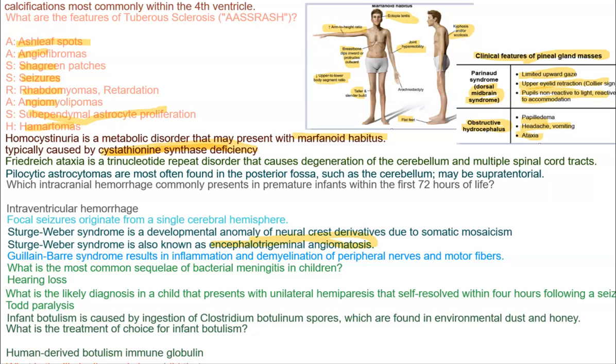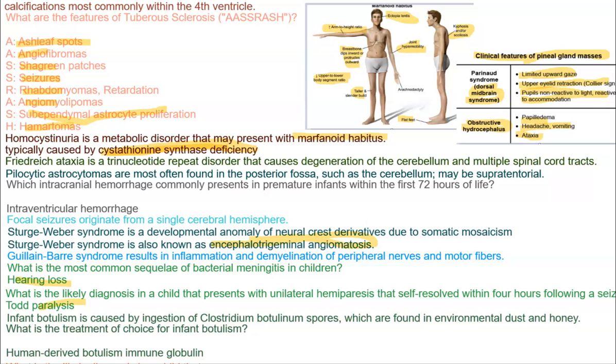Which of the following is the most likely or common sequelae of bacterial meningitis in children? That would be hearing loss. What is the most likely diagnosis in a patient who presents with unilateral hemiparesis that resolves within 4 hours following a seizure? That would be Todd paralysis.